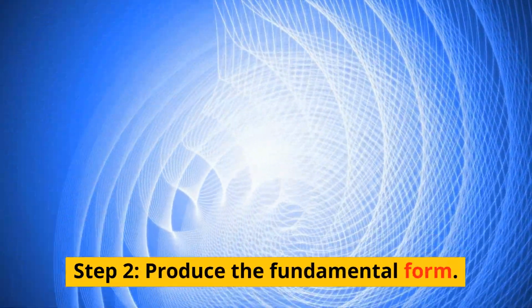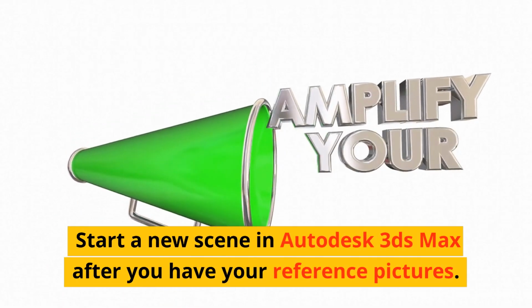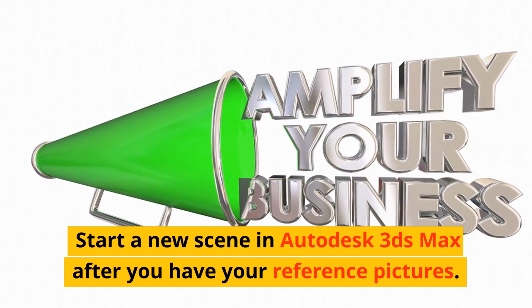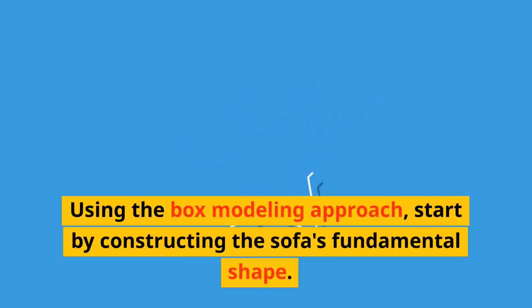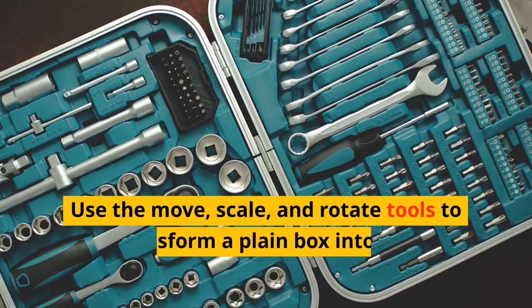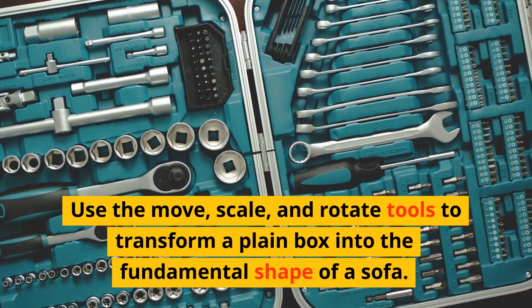Step 2. Produce the fundamental form. Start a new scene in Autodesk 3ds Max after you have your reference pictures. Using the box modeling approach, start by constructing the sofa's fundamental shape. Use the Move, Scale, and Rotate tools to transform a plain box into the fundamental shape of a sofa.